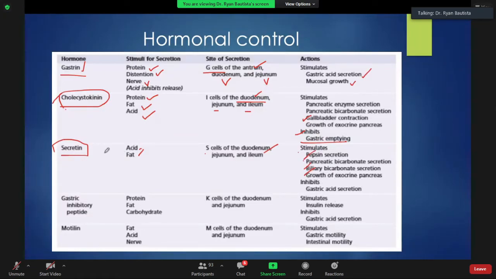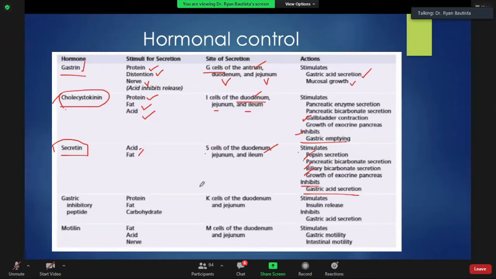This one, my dear students, like your CCK, inhibits your gastric acid secretion. Makes sense, right? Acid that was just poured into the duodenum, it will secrete secretin, and it will tell your stomach, hey, wait, I still have acid here. So that's the action of your secretin. Please listen.